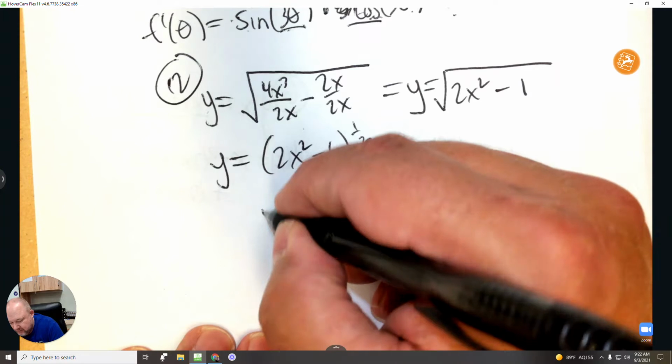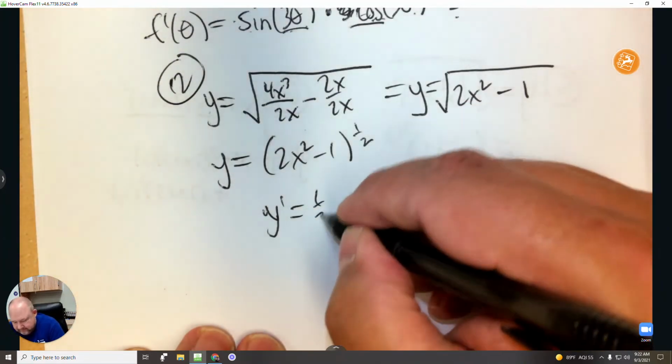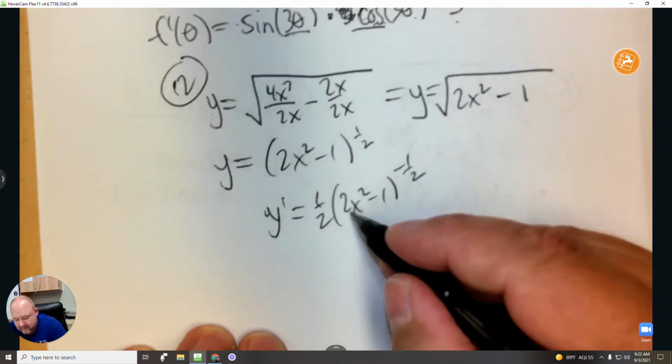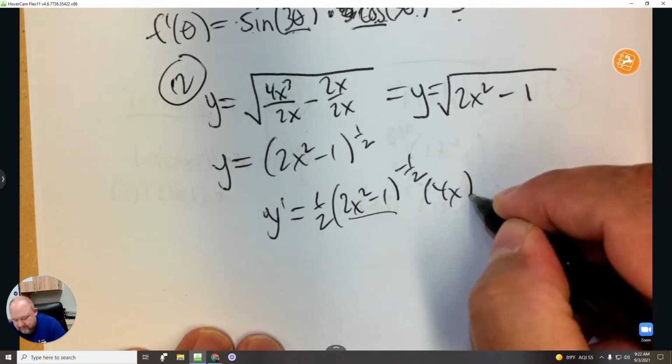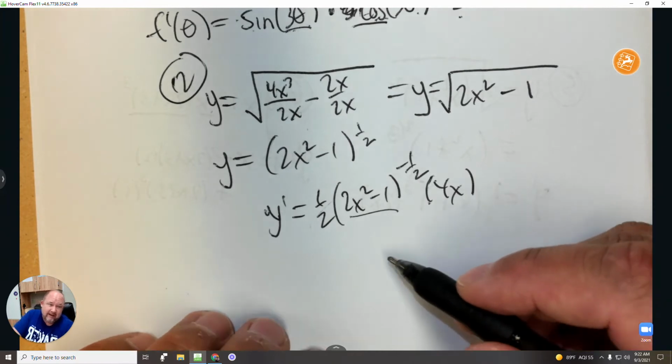And now you can take the derivative. So 1/2 times 1 in front, subtract 1 from the exponent. The hook would be 4x, and it's done. And you could go 1/2 times 4. That's 2x in front.